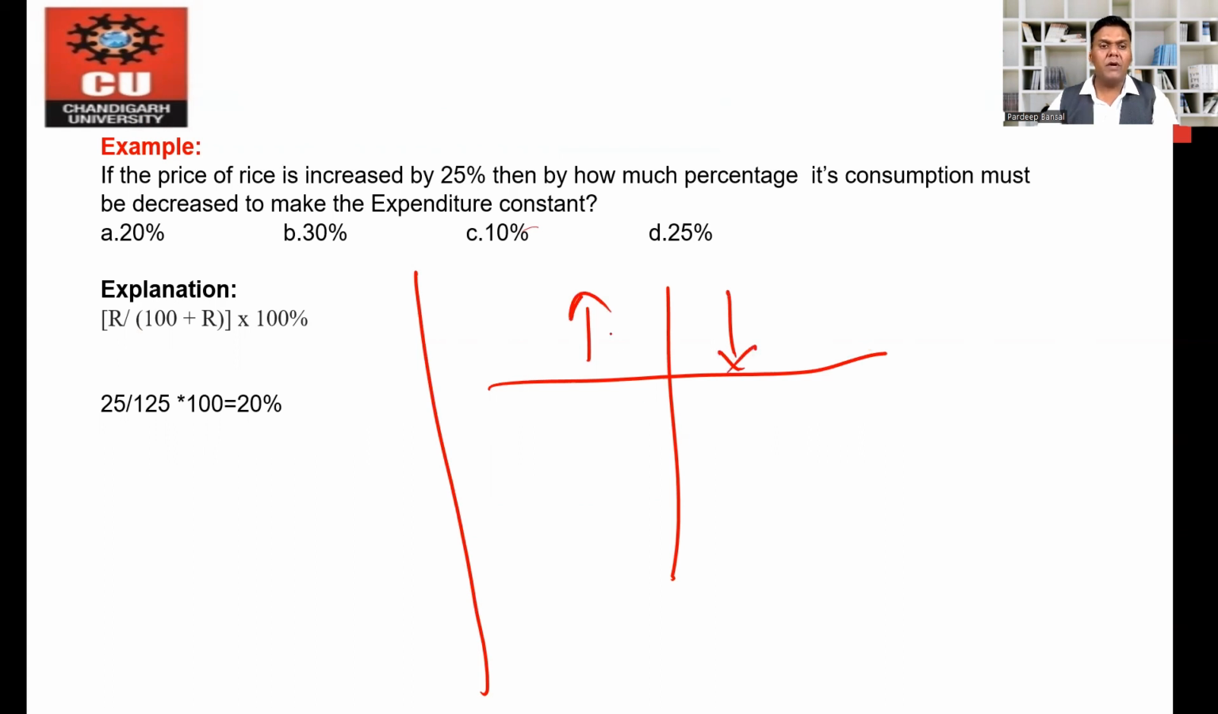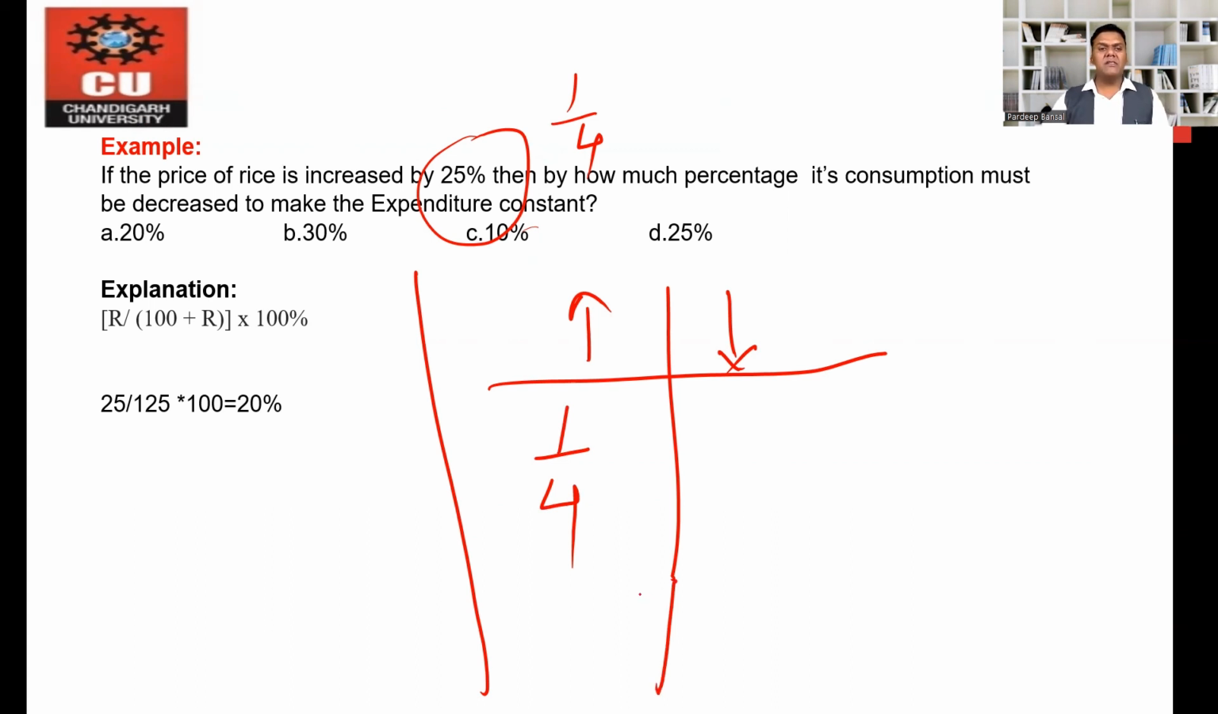Now, this question will be much easier for those students who have memorized those values, which I showed you in the last slide, right? So what is 25% in terms of fractions? 1 by 4. Now, price of rice increased by 25%. Increased. In terms of fractions, this is 1 by 4.